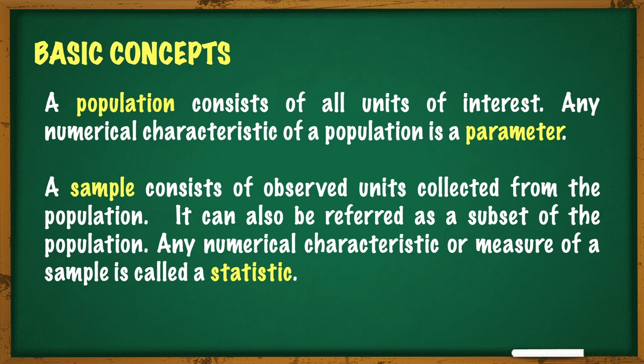On the other hand, a sample consists of observed units collected from the population, and it can also be referred to as any subset or a fraction of the population. And to estimate the population, we compute a numerical value, characteristic, or a measure from the sample, and we call this a statistic.